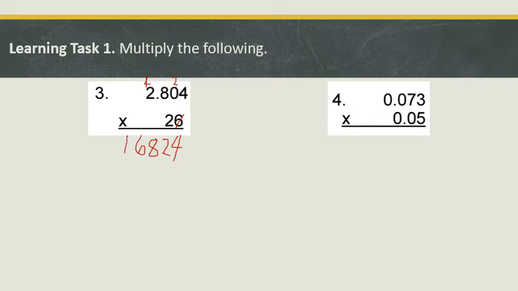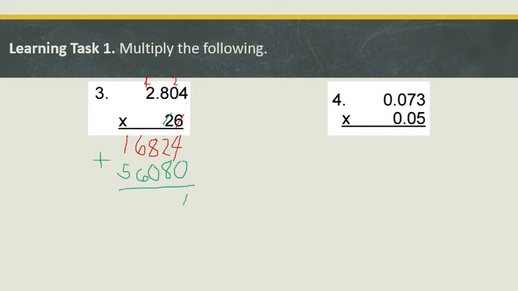Then, doon naman tayo sa 2. So, lagay ng 0 sa unahan. So, 2 times 4 is 8. 2 times 0 is 0. 2 times 8 is 16. So, carry 1. 2 times 2 is 4 plus 1 is 5. And then, i-add natin siya.